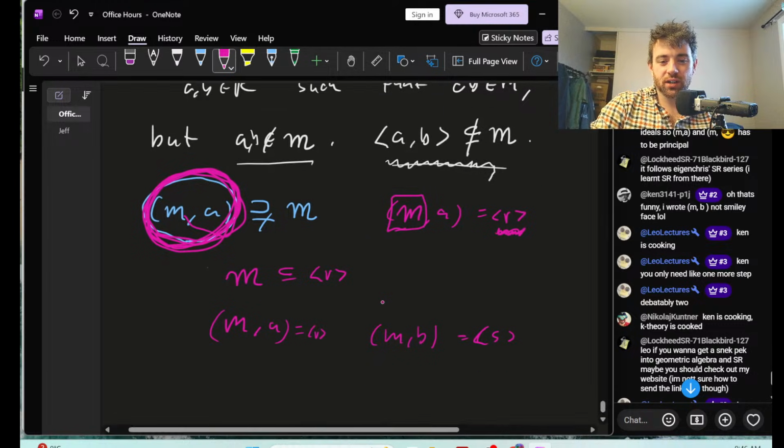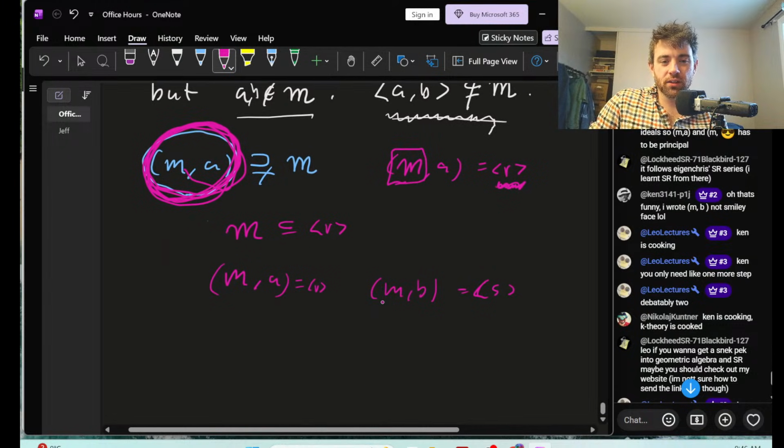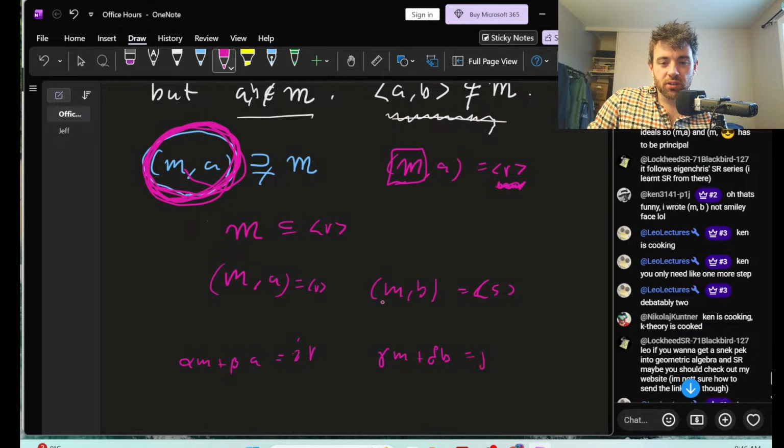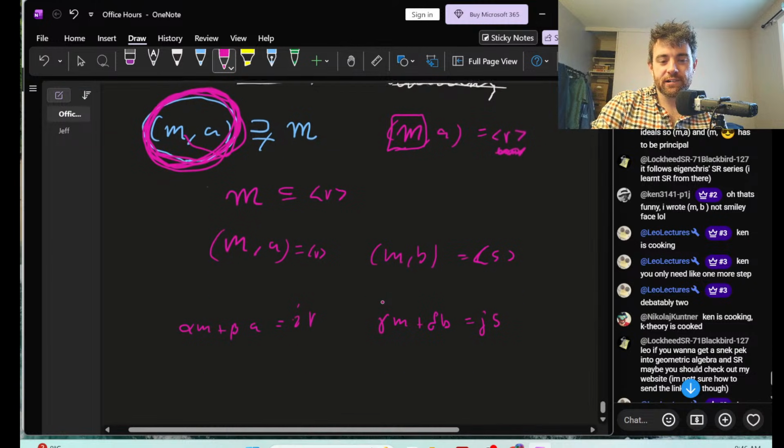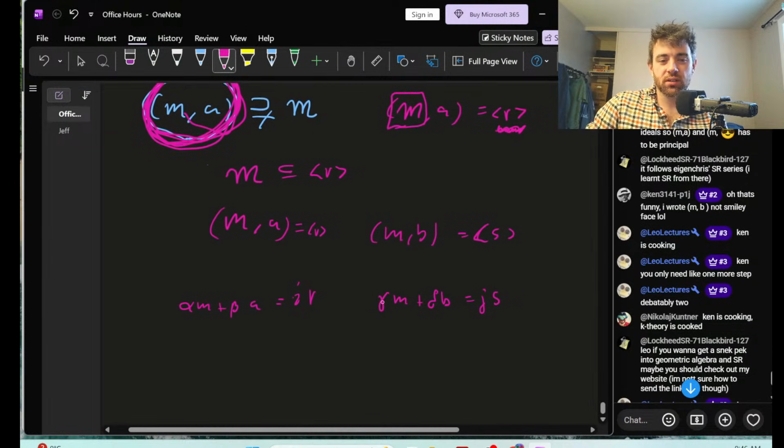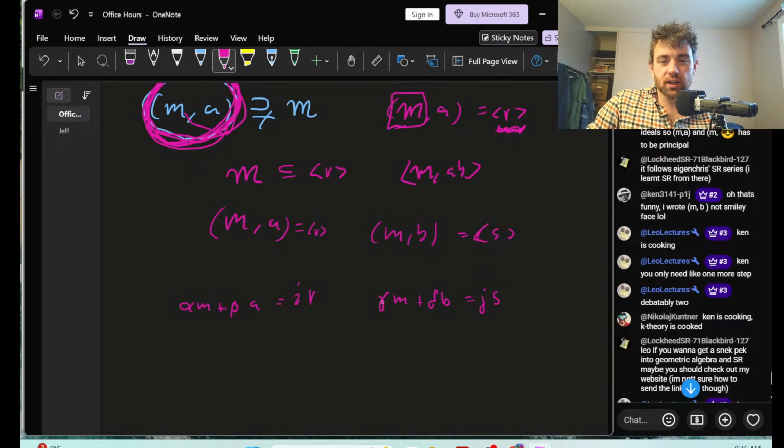This is generated by S and R. Let's see. So we have R. Call it I, R, be alpha M plus beta A. Let's say gamma M plus delta B. It's going to be JS. And what can we say about A times B? Well, maybe we should be talking about the ideal generated by A times B. Because that's in M. So this thing is M. This thing is M.